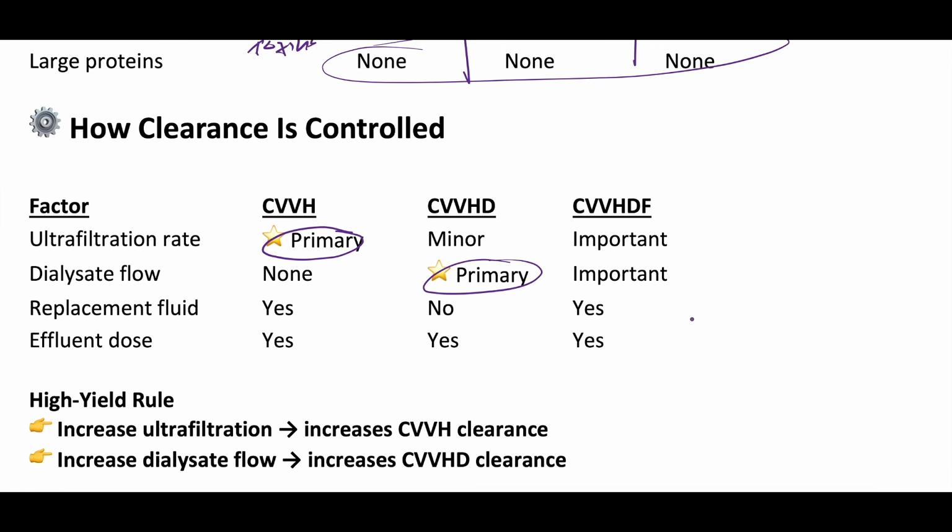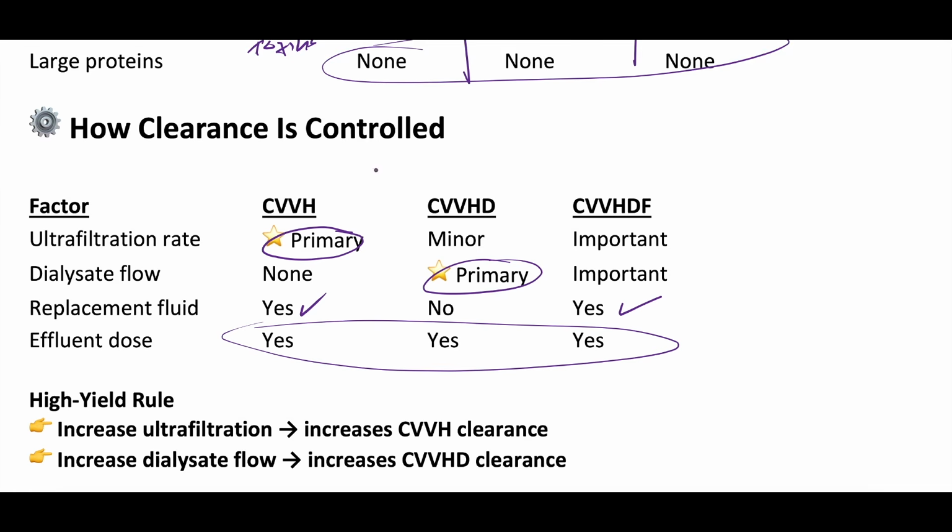In CVVH, you do need replacement fluid. We talked about this in the episode. It can either be pre-filter or post-filter; the replacement fluid is like a sterile electrolyte solution. But CVVHD does not have replacement fluid classically. CVVHDF, because it's part CVVH, does. All right. And then effluent dose, which is how much you're discarding. All three of them, you can get rid of fluid, right? You can discard fluid. You can take volume off of the patient.